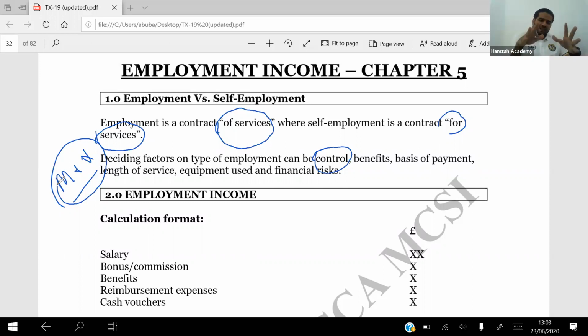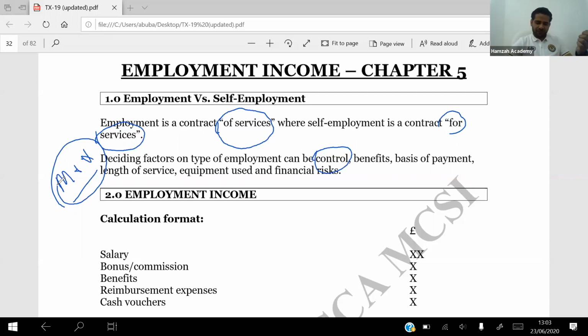So again, the control part in an employment contract or employment agreement is with the employer. It's not with the employee. But in self-employment, the control part is in the hands of the person who is self-employed, who is actually doing his own venture.